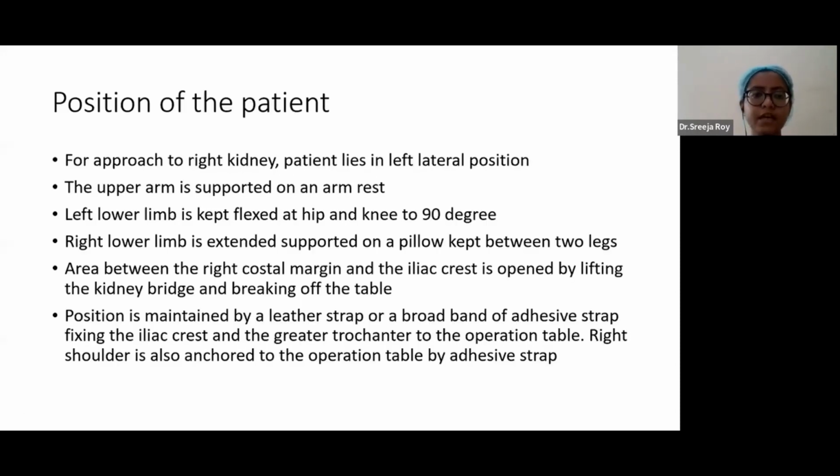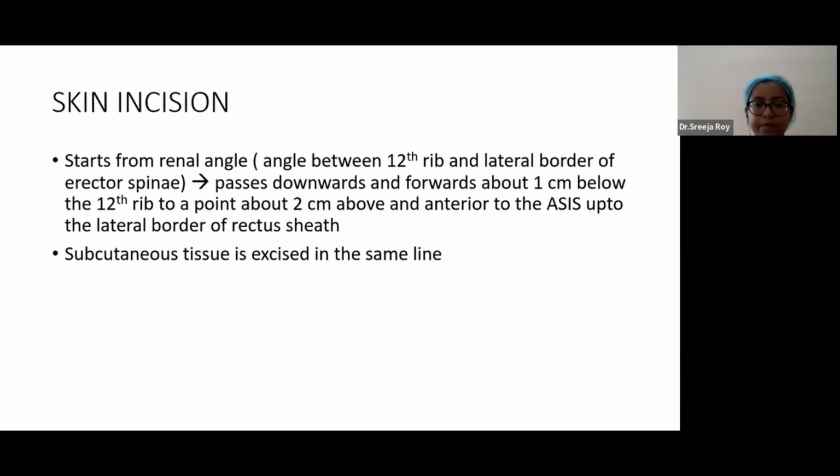So position of the patient for approach to right kidney, the patient lies in a left lateral position. The arm is supported on an armrest. The left lower limb is kept flexed at hip and knee to 90 degrees. The right lower limb is extended, supported on a pillow kept between the two legs. The area between the right costal margin and the iliac crest is opened by elevating the kidney bridge and breaking the table. The position is maintained by a leather strap or a broad band of adhesive, fixing the iliac crest and the greater trochanter to the operation table. The right shoulder is also anchored to the operation table by adhesive strap.